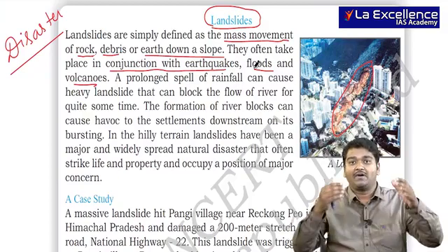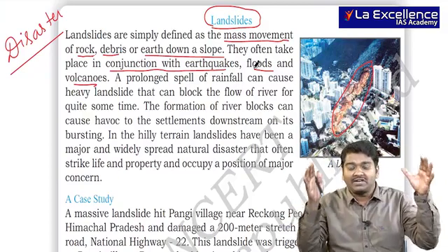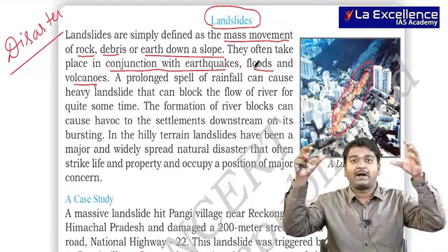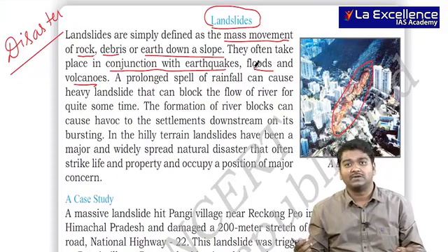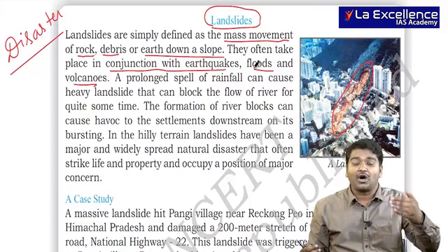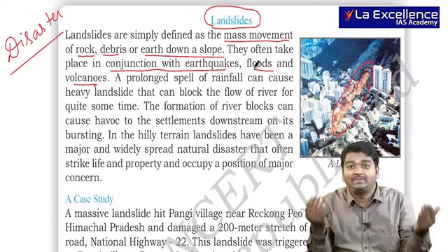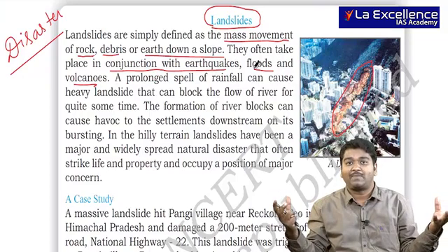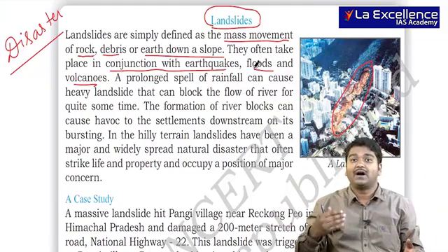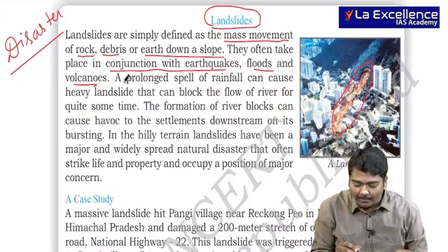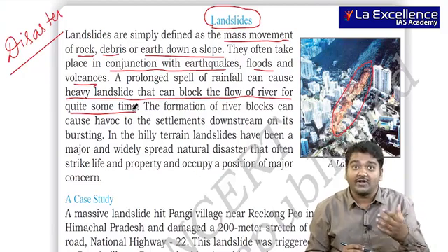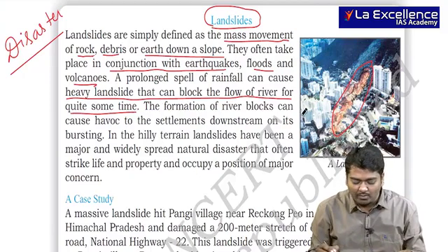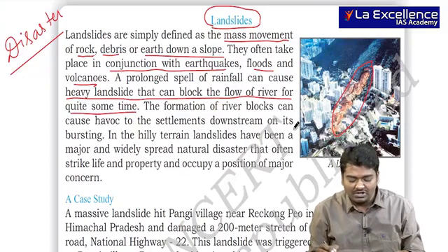Volcanoes: whenever you have a dormant volcano or an extinct one, the rock particles and rivers will have melted and created some boulders. But whenever this extinct or dormant volcano becomes active again, we usually observe that there will be movement of these particles, and that will create problems in other areas as well. Then a prolonged spell of rainfall can cause heavy landslides that can block the flow of a river for quite some time. The Uttarakhand floods were also associated with landslides. The formation of river blocks can cause havoc to the settlements downstream on its bursting.